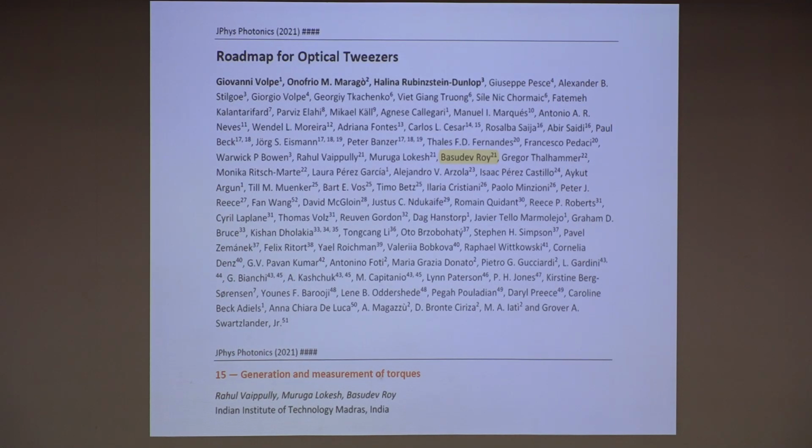So yeah, just to finish, the out of plane rotations was found important enough that the international community asked us to write about it in the roadmap for optical tweezers. We wrote about generation and measurement of torques, and this particular thing in section number 15. Actually, it's 14. Slight change.